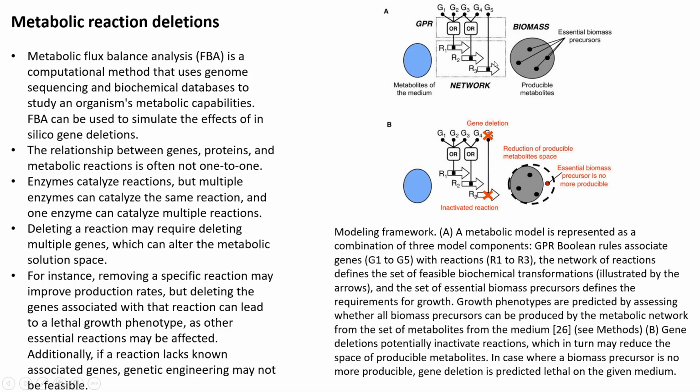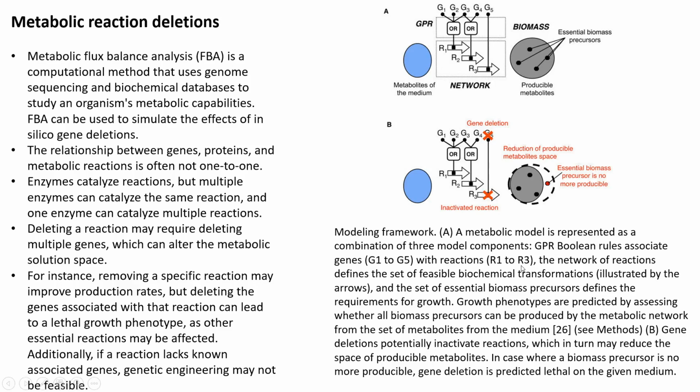This is a metabolic network or model that is represented by the combination of three components. You have GPR Boolean rules associated with genes, G1 to G5, five genes, and three reactions associated with these five genes. These are the Boolean connections between these genes, like G1 or G2 or G3 can form an enzyme that can mediate this reaction. G3 or G4 can form an enzyme which can mediate the R2 to R3 reaction. So these are Boolean rules that are associated with the model, and you have three reactions as well.